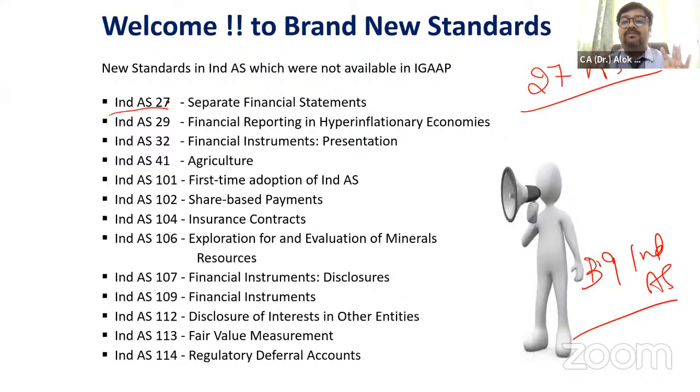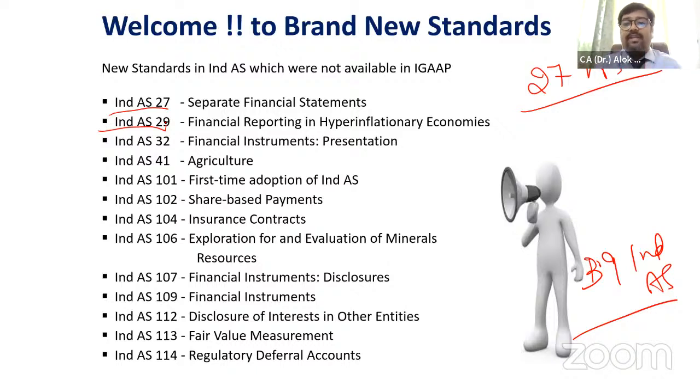We don't have any guidance on separate financial statements. Ind AS 29 covers hyperinflationary economies like Zimbabwe, Venezuela, Ghana. If a company is operating in hyperinflationary economies, how does this accounting and reporting have to be done? There is a specific standard, Ind AS 29, which talks about financial reporting in hyperinflationary economies.